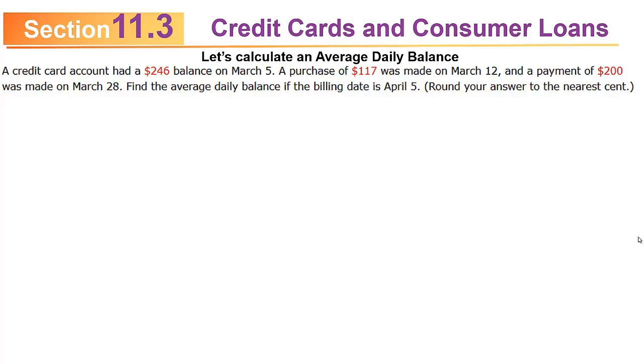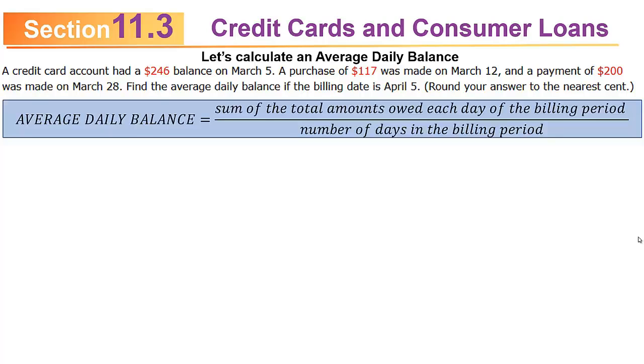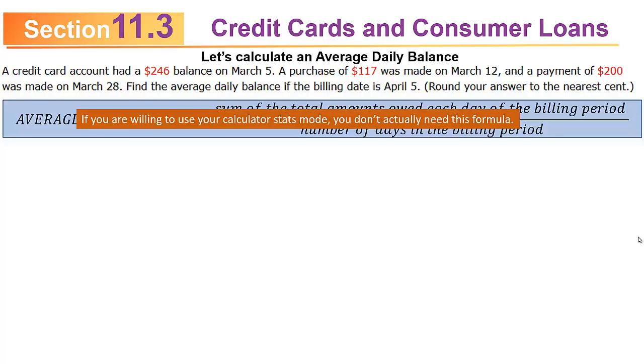Here's an example. A credit card account had a $246 balance on March the 5th. A purchase of $117 was made on March the 12th, and a payment of $200 was made on March the 28th. Find the average daily balance if the billing date is April the 5th, and round your answer to the nearest cent. Again, if you're willing to use something we already learned earlier, you don't really need this formula, and I'm going to show you through this example what you can do instead.